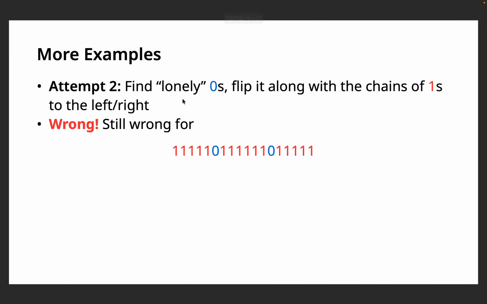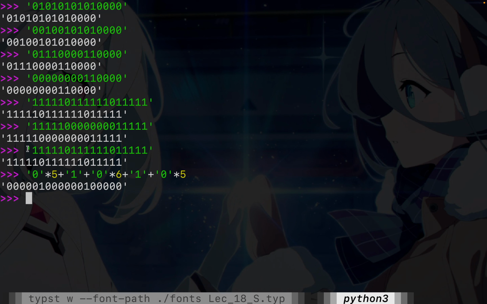As it turns out, even if we do what I just mentioned for this particular string, flipping this is going to result in 5 zeros, then 1, then 6 zeros, then the rest of the string here.